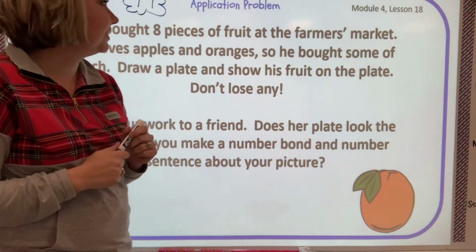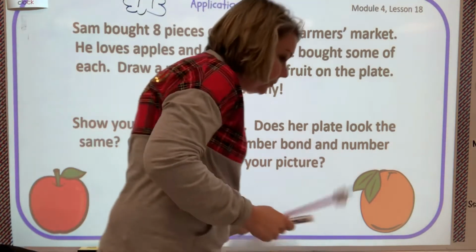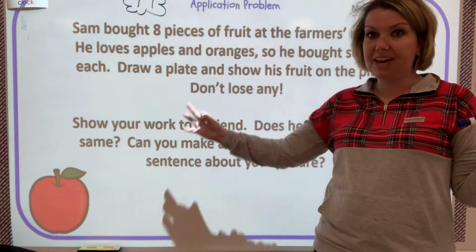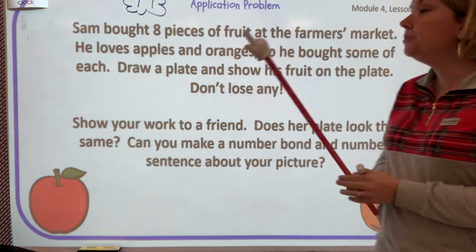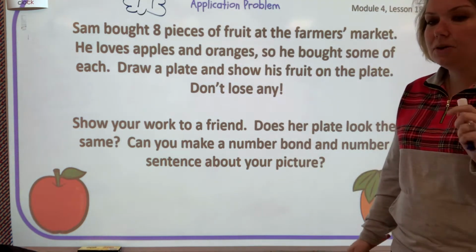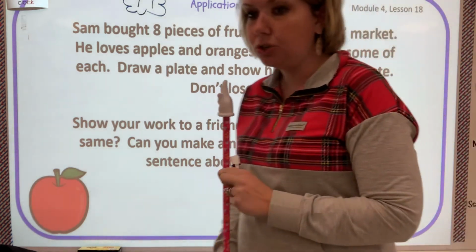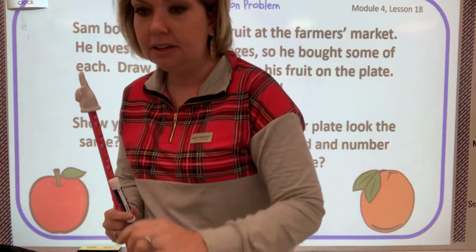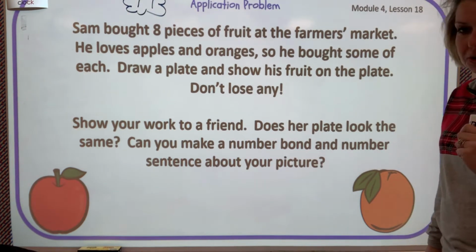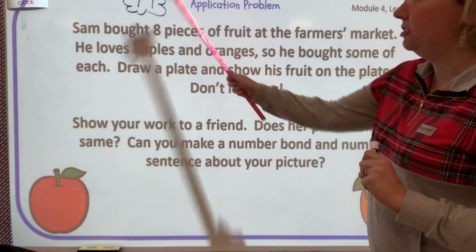All right, so with our word problem, we read, draw, write. I'm going to read the entire word problem, and then I'm going to take it one sentence at a time to draw. So let's take a look. Good morning, Carolyn. We're in our math book on page 77.